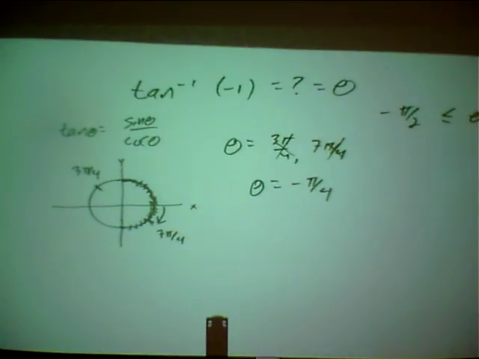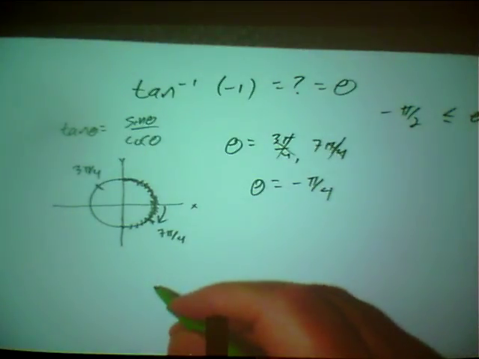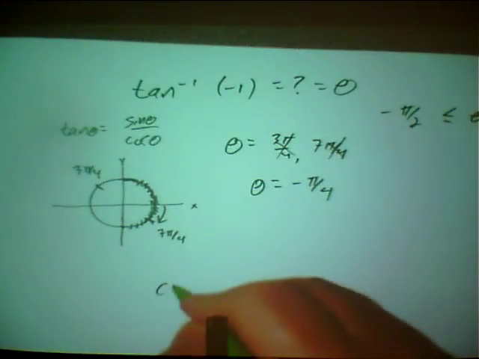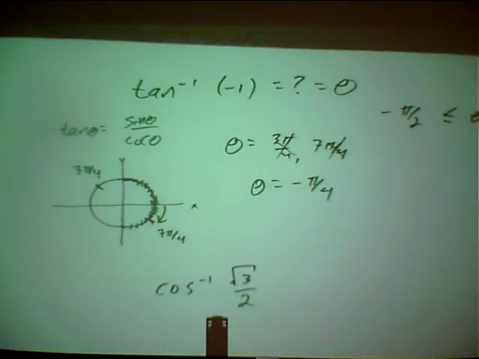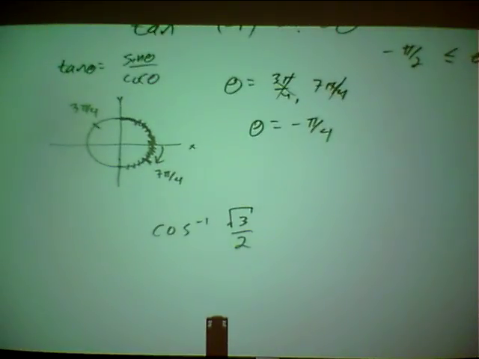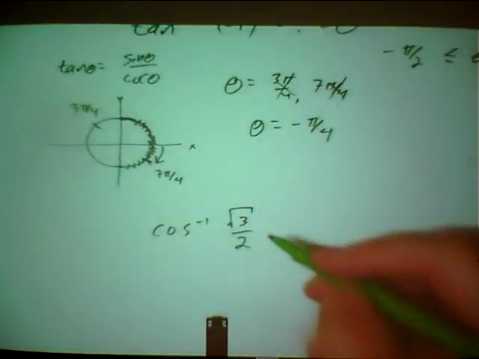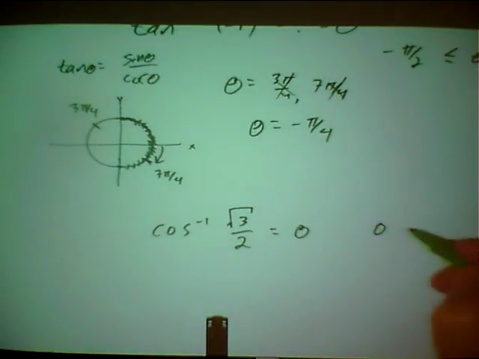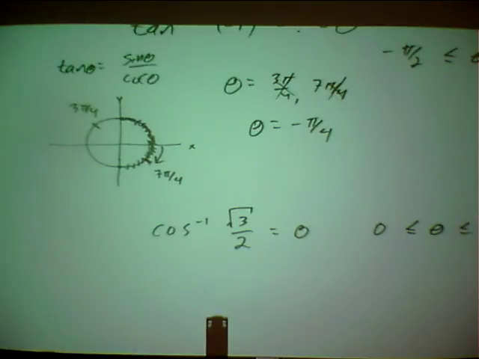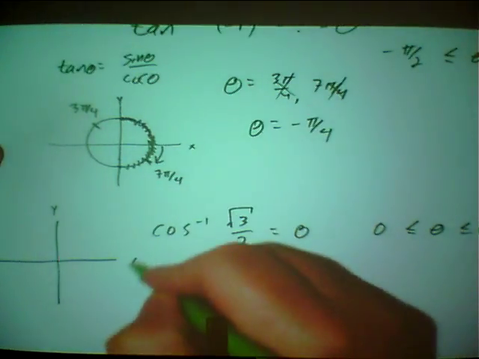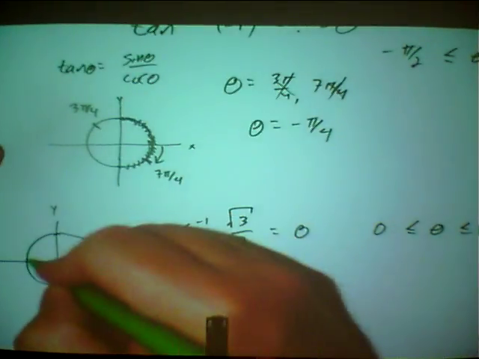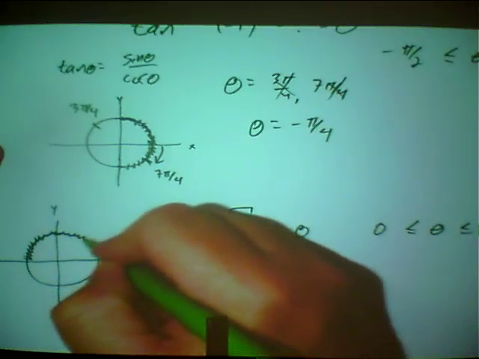And now let's talk about cosine, inverse cosine. I'll actually do one of the problems. Now the thing is, for inverse cosine, the allowed interval is different. For the inverse cosine, the allowed interval is between 0 and pi. So if we think about the unit circle, for an inverse cosine, the possible answers for the angles are in this first and second quadrant.